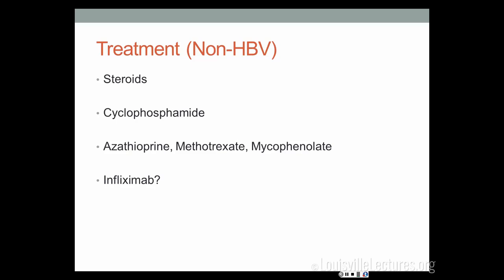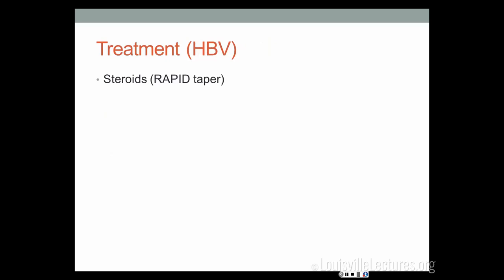Some interest in infliximab, which is one of the anti-TNF agents we use for RA. The problem with PAN is that it's so rare. All this is case level data. There's no randomized controlled studies of treatment in PAN that I'm aware of. If they have hepatitis B, then things are a little bit more complicated. If they don't have hepatitis, you can just hit them with steroids and sort of temporarily knock the disease out.